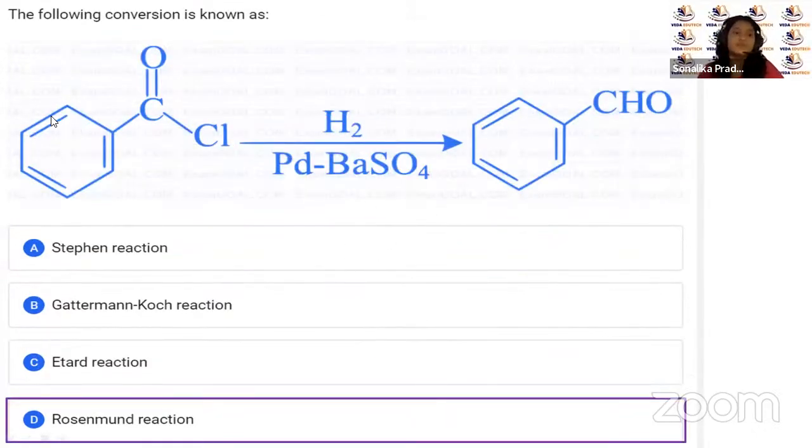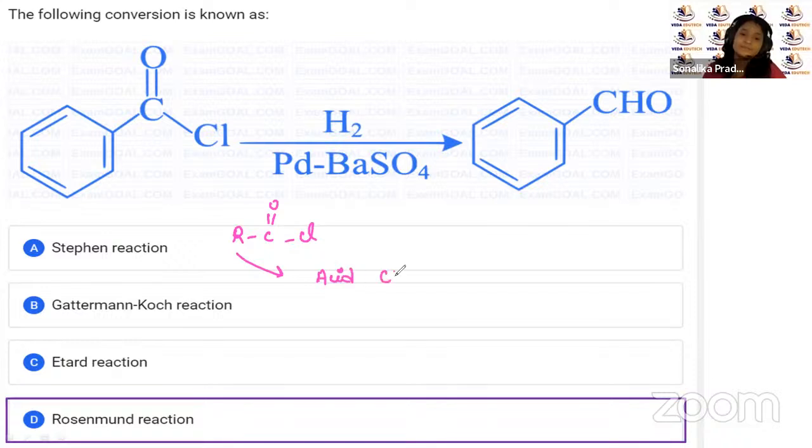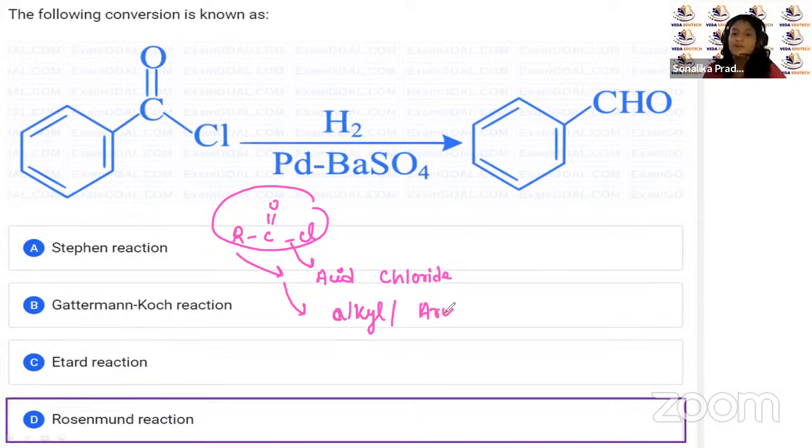Yes, we know what kind of reaction this is. This is a direct question and an easy one. We are having an RCOCl. This is your acid chloride. Which one? This entire thing. And your R can be an alkyl or an aryl group. Yes.